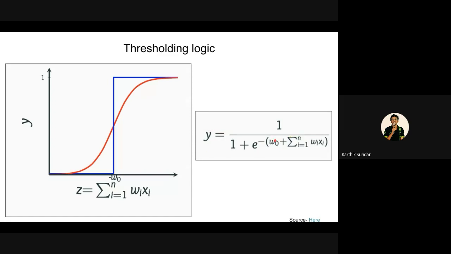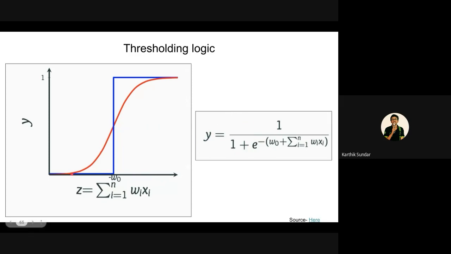And if W0 plus sigma WiXi is plus infinity, then it's going to be 1 by 1 plus e power minus infinity. So this e power minus infinity will tend to 0 and y equal to 1. So that's what happens, right? If it is at one extreme, it gives us 0. If it is at the other extreme, it gives us 1. But for some intermediate values, let's say W0 plus sigma WiXi is equal to 0, it will give 1 by 1 plus e power 0, which is 1 by 2. So it will give y equal to 0.5.